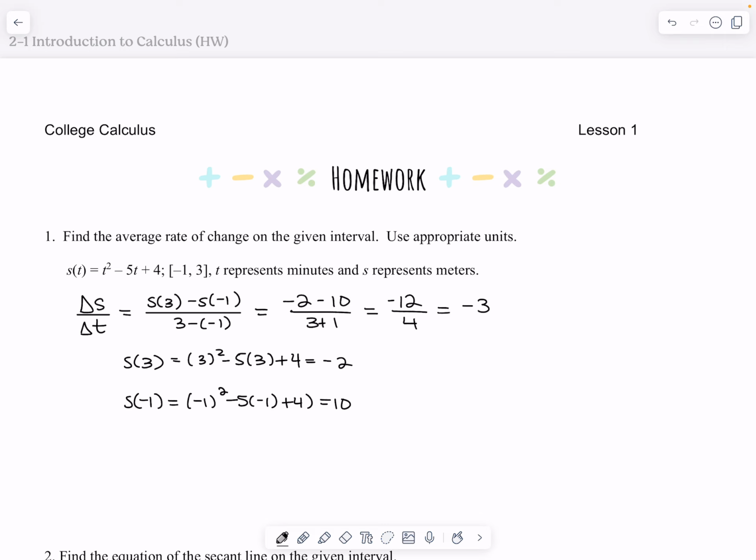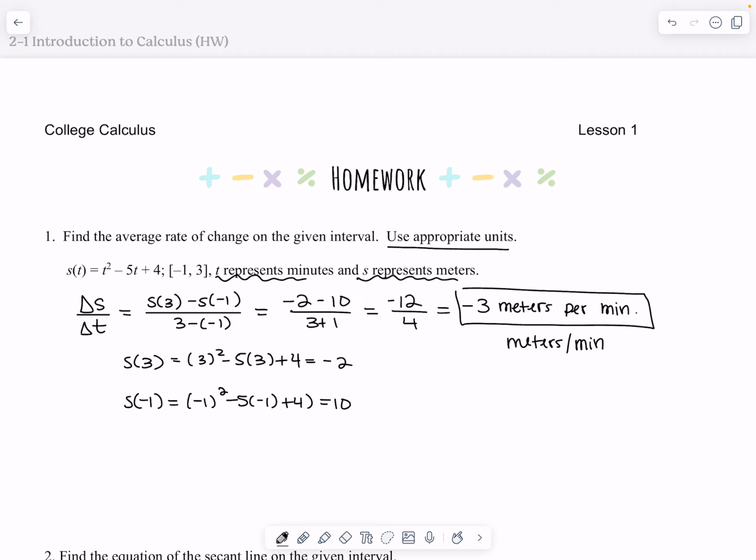And then it says to include appropriate units. So just always remind yourself, what does the X and Y, or in this case S and T, represent? So it's meters, because it's always change in Y first, per, or you could also do the slash, meters per minute. So either format of how you write your units would be fine. So -3 meters per minute, answer to number 1.